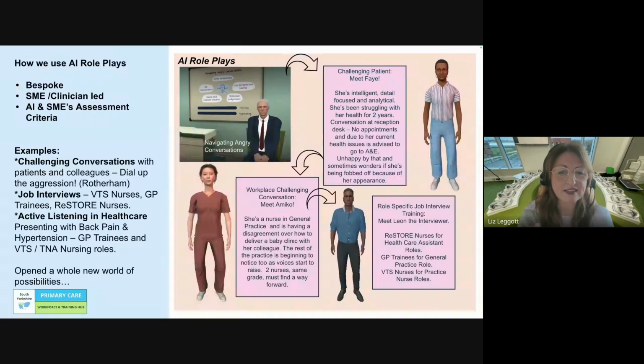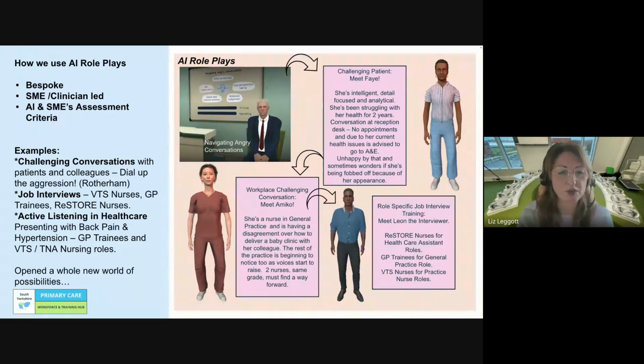And then again, we use it in job interviews, specific job interview training, which is really fascinating. It's really handy for our Restore program. These are refugee nurses that have come to the UK, and we help them within that program to get a job as a healthcare assistant. We help them with their DBS check forms and, again, getting a job. So having a specific role play where they can answer questions that they will be asked, particularly pertinent to their own job role, is so useful. It's brilliant, really handy. We've used that quite a few times.